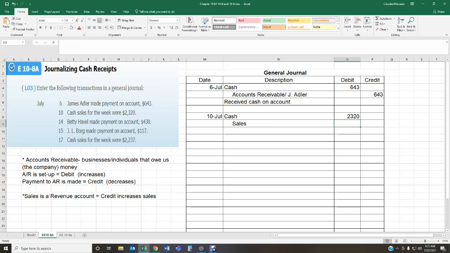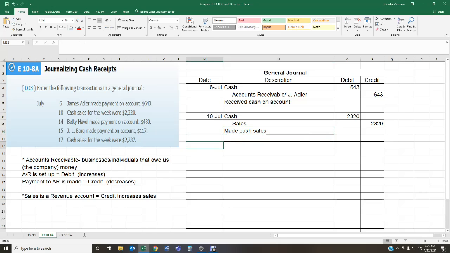And if you notice here, sales is a revenue account and we need to credit it. So sales is going to be credited by 2,320. This lets me know that I've recorded the sales for the week and they were $2,320 and we received cash for those sales. Okay, that's a little description there.